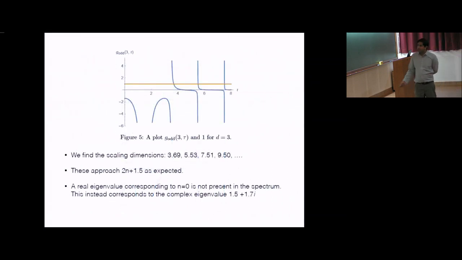Okay. And of course, we're interested mainly in the case less than 2, but I just gave a plot for d equals 3. So in d equals 3, you find scaling dimensions 3.69, 5.53, 7.51, etc. These approach 2n plus 1.5 as expected. But you don't find an operator for n equals 1, n equals 0, okay, which would be just the lowest operator. And this instead corresponds to a complex eigenvalue, a complex value of scaling dimension, which is 1.5 plus 1.79.